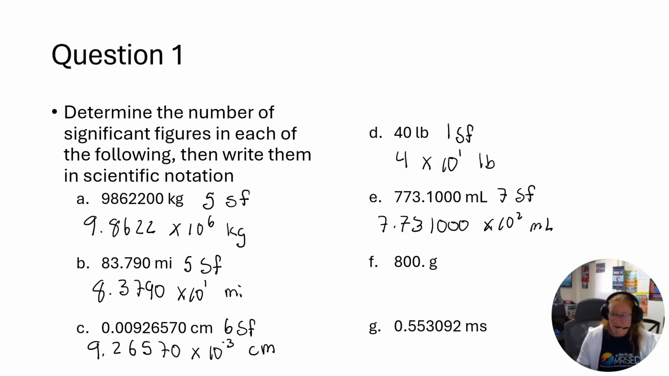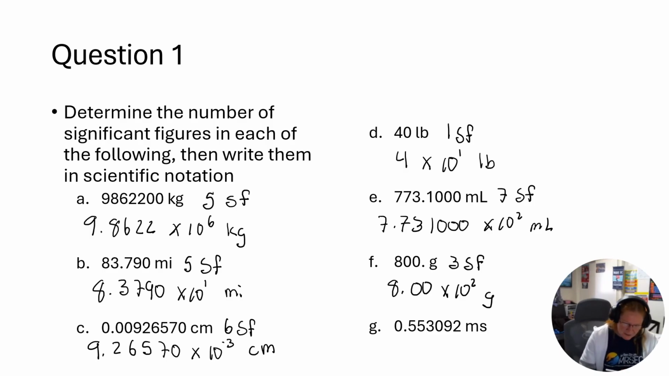All right, now here I have this 800 with a decimal and nothing after it. That decimal tells me that the 2 zeros in the 800 are significant, all right, because I've got a non-zero number, a couple zeros, and a decimal point. So those zeros that are bracketed between the non-zero number and the decimal point are significant. All right, so I have 3 sig figs, and I'm going to get 8.00 times 10 to the 2nd.